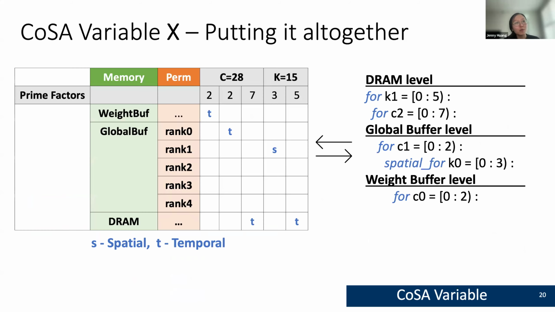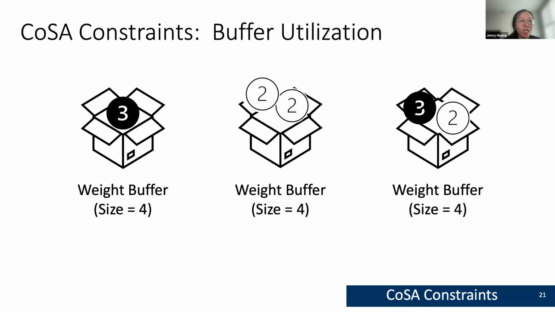So as a result, by specifying this variable x with the memory level allocation, the spatial or temporal decision, and also which rank each factor should be assigned to, we can translate that directly into a mapping option in COSA. And in addition to the variables, next we need to figure out how to constrain this problem.